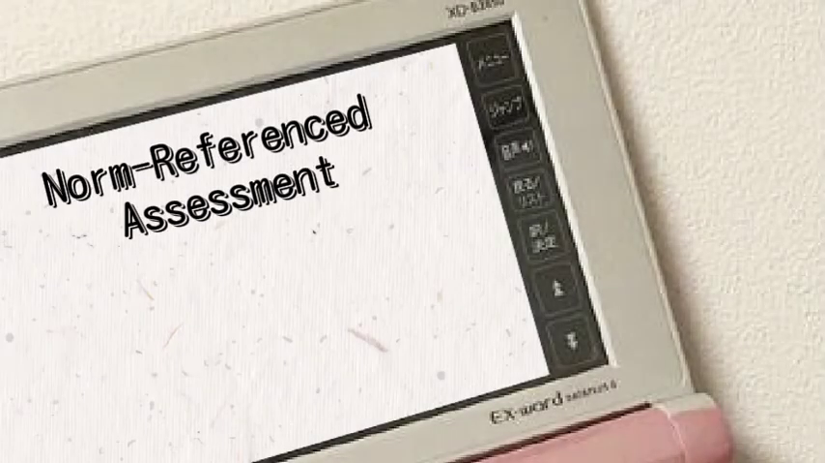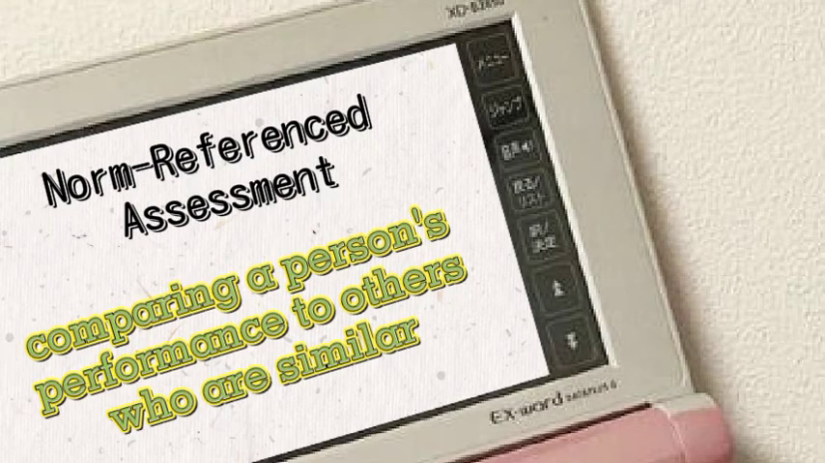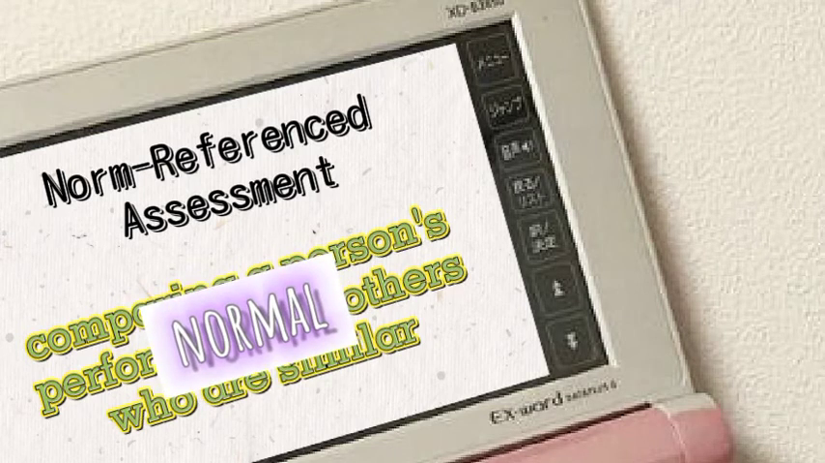The next type is the Norm-Referenced Assessment. This is a test comparing a person's performance to others who are similar. You can remember norm-referenced by thinking of the word normal. The object of a norm-referenced test is to compare a person's performance to what is normal for other people like him or her.